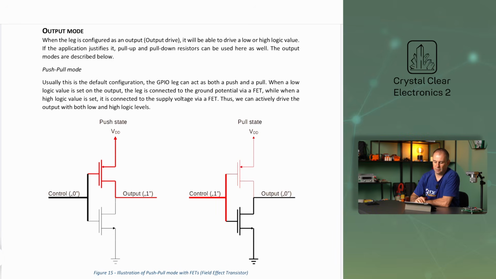When the leg is configured as an output, it will be able to drive a low or high logic value. If the application justifies it, pull-up and pull-down resistors can be used here as well. Next, we'll go through the output modes. The first is the push-pull mode. Usually, this is the default configuration. The GPIO leg can act as both a push and a pull.